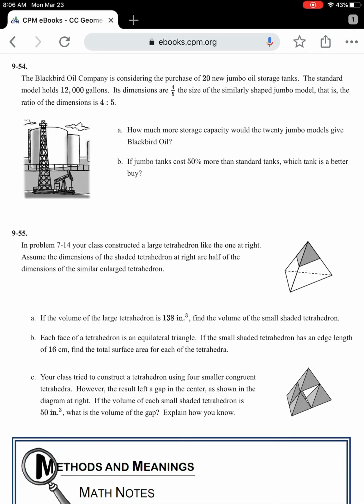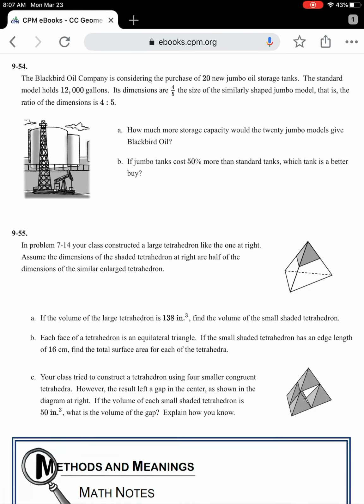I can see 4 small tetrahedra, which each have a volume of 50 cubic inches, so that means there's 200 cubic inches there. Taking the difference of 400 minus 200, we see that that incomplete gap has a volume of 200 cubic inches, because that was the difference between what we would expect the full volume to be using the scale factor and what we know the volume is, because we have 4 of those shaded tetrahedra. So that's another application of how we can use those scale factors.